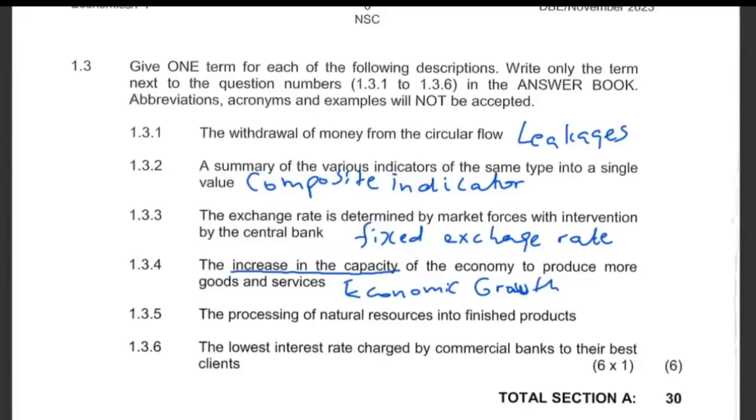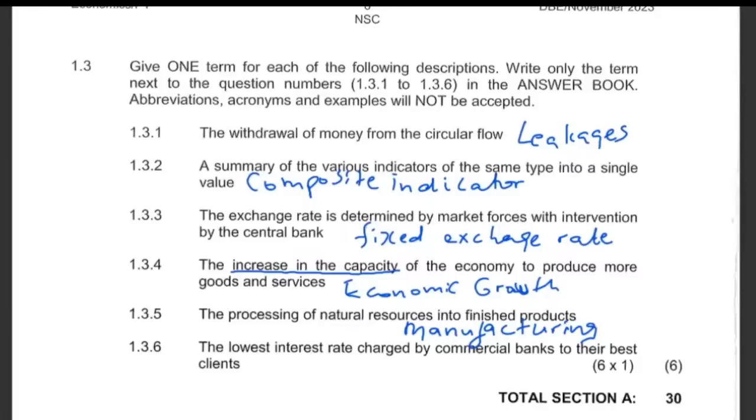So now moving on to the next question, 1.3.5, which reads as follows: the processing of natural resources into finished products. This is nothing but manufacturing, because manufacturing is where we process the factors of production into finished goods and services. Okay, right. So now grade 12.